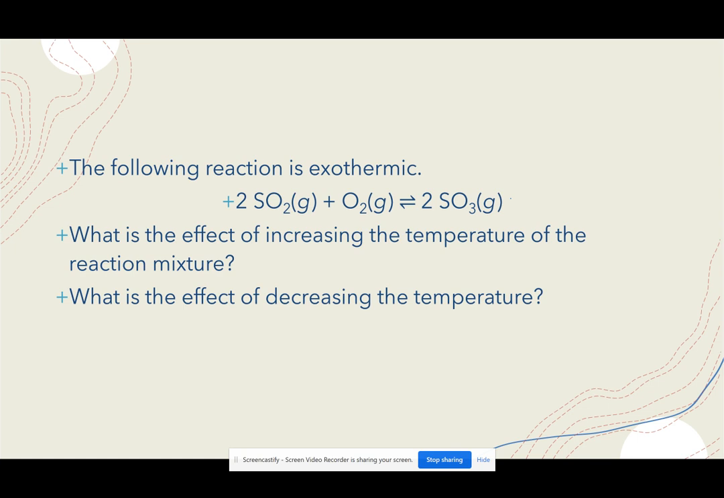This reaction is exothermic. So heat is a product. So if I increase the temperature, that's like adding to the product side. So I'm going to shift away from what I'm adding. So we're going to shift left. If I decrease the temperature, I have to replace what I'm removing. So I'm removing heat. So to replace it, I'm going to shift right.